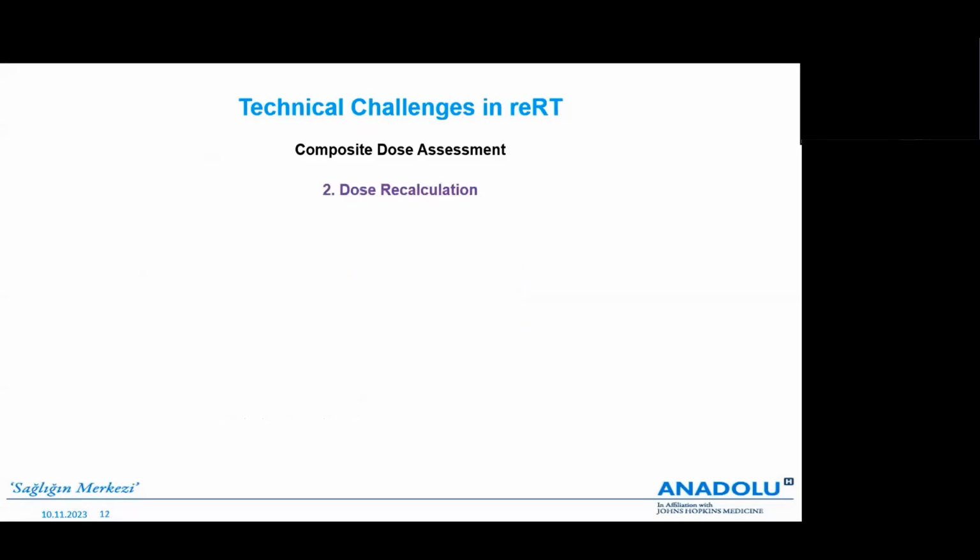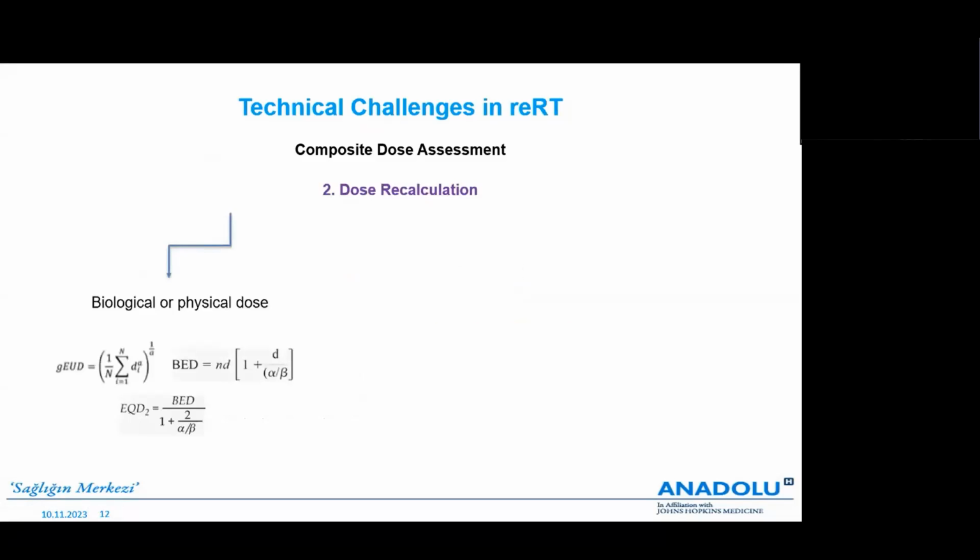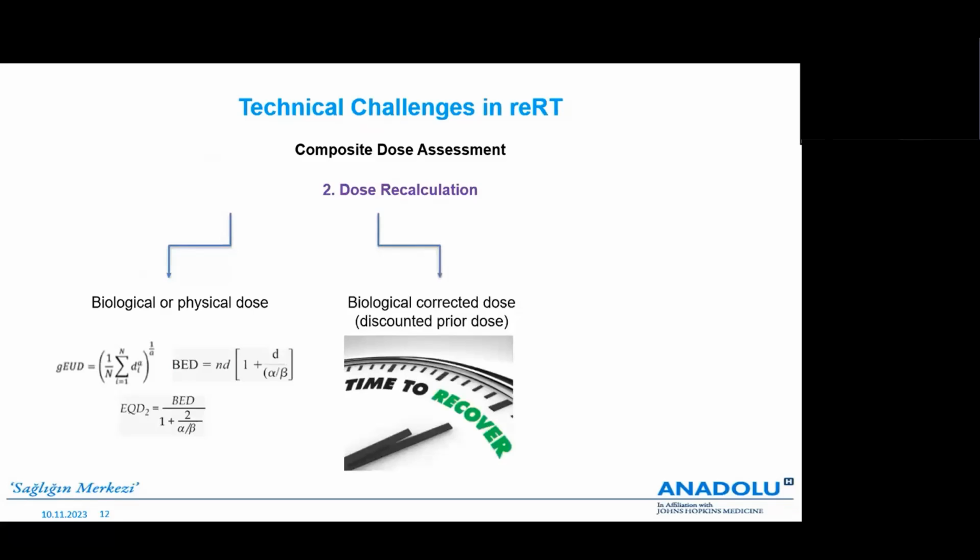And another problem is the dose recalculation. I think these are formulas, of course, but the problem is that there are some biological dose formulas and some physical dose formulas. So which is the effective one? Do we use a two-Gy equivalent quadratic model, or do we use a BED model? So we really have a problem calculating the dose here. And another problem is, do we use a biologically corrected dose, which means, do we need to discount the prior dose or not?